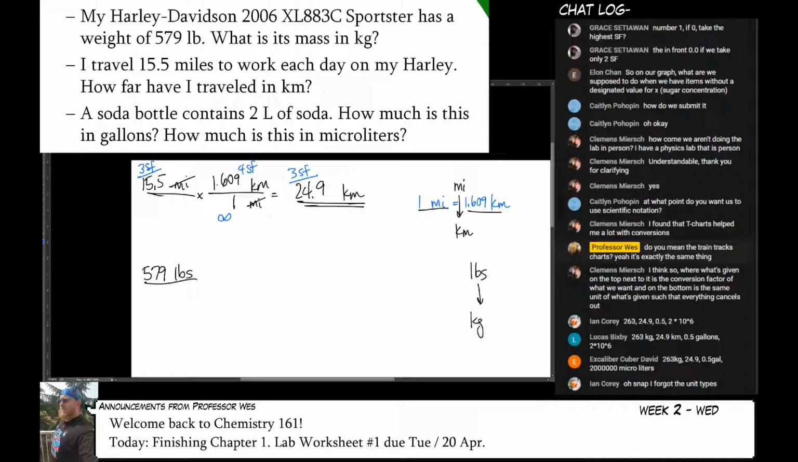We're going to turn this into kilograms, which means I need a relationship between pounds and kilograms. And a kilogram is, what, 2.205 pounds?